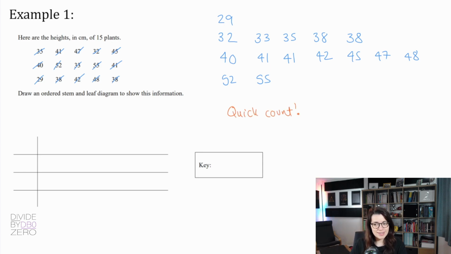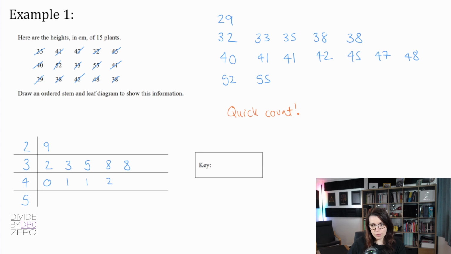Now to put this on the stem and leaf diagram, we're going to put the tens here. So 2, 3, 4 and 5. And then we're basically just going to copy our numbers into the diagram, but only putting the units here. So 9 for 29, then a 2 for 32, followed by a 3 for 33, a 5, an 8 and an 8. So it's basically the same as what we have, but neater. And that's how stem and leaf diagrams work. They condense the information into a diagram.